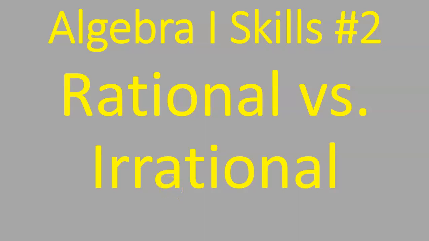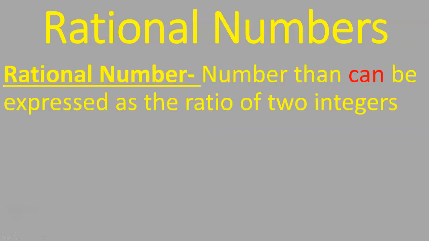All right, Algebra 1 skills number 2, rational versus irrational. So let's look at what that means, rational numbers and irrational numbers. A rational number is any number that can be expressed as a ratio of two integers.